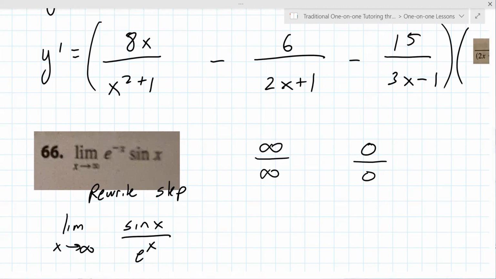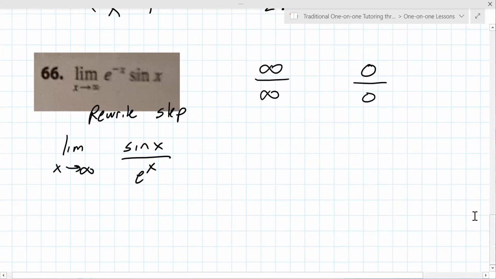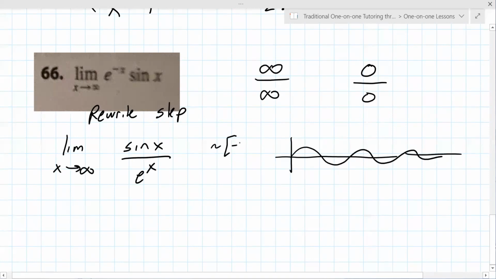Well, actually, this one is not indeterminate form. So I take that back. This one you can rewrite, but you can also do it from the original. So do you know what sine x does forever? It oscillates, right? And it's bounded from -1 to 1. It's either up here at 1 or down here at -1, forever. Do you see that?